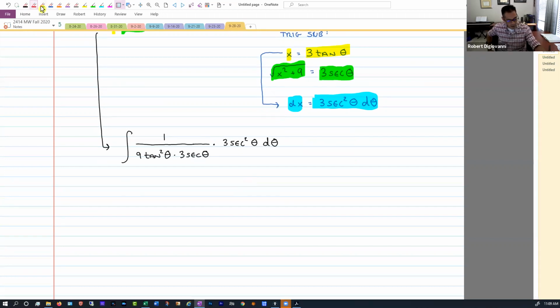So I'm going to do some simplification first. I'm going to kill off these 3's. I have 2 factors of secant on the top and 1 on the bottom, so I'm going to cancel 1 factor of secant. Other than that, I can't really do any more canceling. I do have a 9 in the denominator, so I'm going to pull that out as a 1/9 outside the integral. I have the secant theta that was on top, the tangent squared theta that was on the bottom, and then d theta. Questions here?